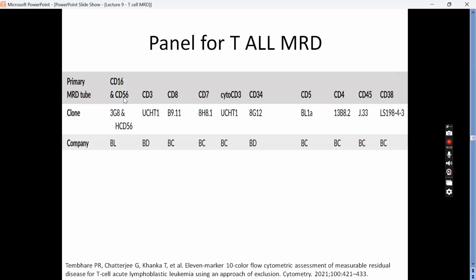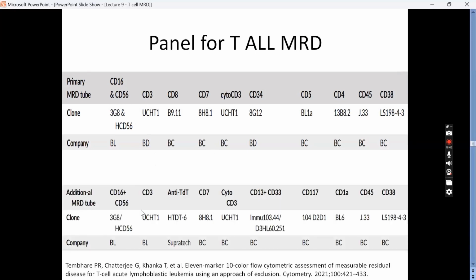So 1, 2, 3, 4, 5. First CD99, then TDT, third is CD1A, fourth is CD10 and CD34. These 5 markers, I have arranged in the order of decreasing stability. So CD99 is very labile, so it can go negative many a time. TDT then can go negative. CD1A, again, is also not that stable a marker. CD1A can get down-regulated during the induction chemotherapy, followed by CD10 and CD34.